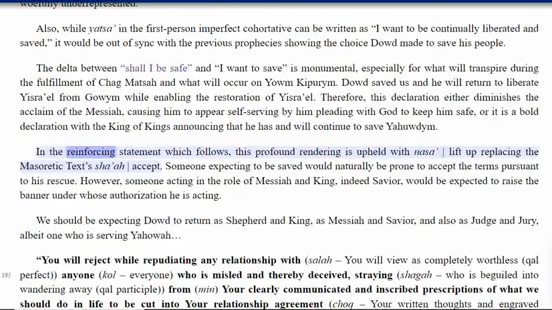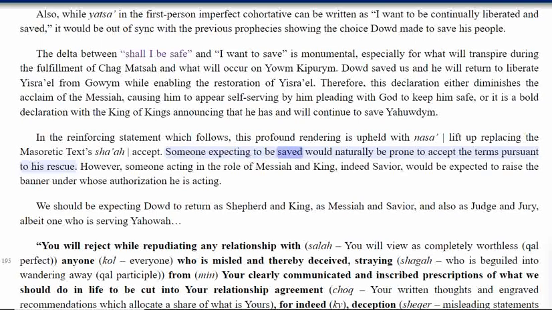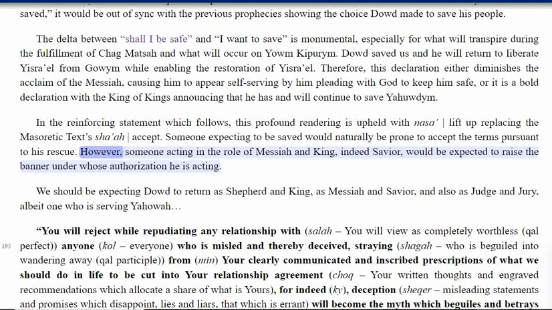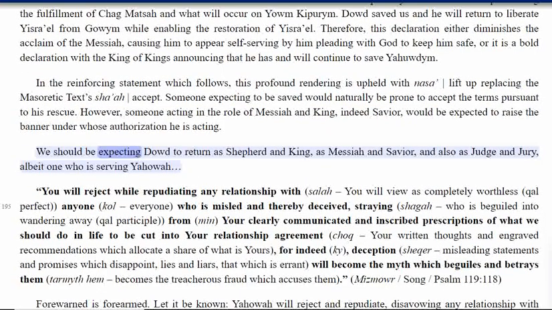In the reinforcing statement which follows, this profound rendering is upheld with Nasa, lift up, replacing the Masoretic text Shah, accept. Someone expecting to be saved would naturally be prone to accept the terms pursuant to his rescue. However, someone acting in the role of Messiah and King, indeed Savior, would be expected to raise the banner under whose authorization he is acting. We should be expecting Dowd to return as Shepherd and King, as Messiah and Savior, and also as Judge and Jury, albeit one who is serving Yahowah.